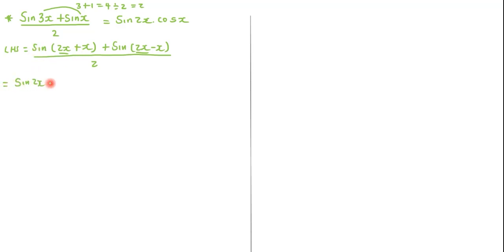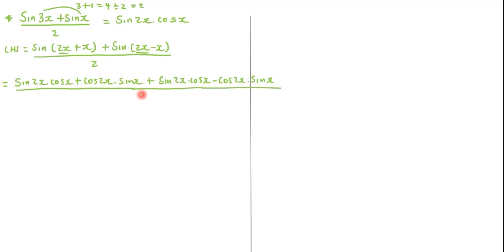So sine 2x times cos x plus cos 2x times sine x plus sine 2x times cos x minus cos 2x times sine x. Let me just write it there. All divided by 2.